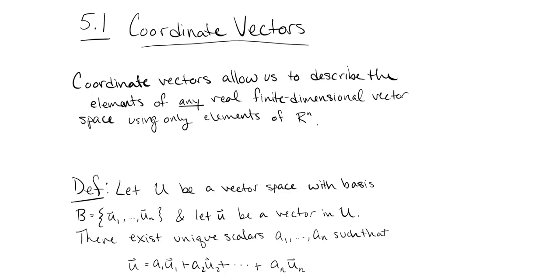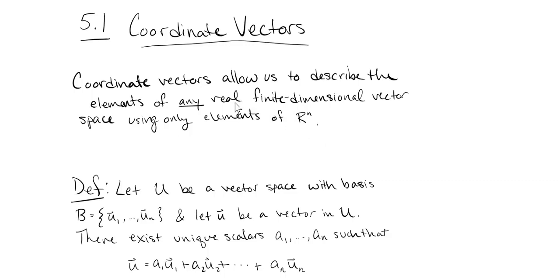This is section 5.1 on the topic of coordinate vectors. The idea of this section is that we're going to explore something called coordinate vectors, which it turns out allow us to describe the elements of any real finite dimensional vector space using only the elements, the vectors, in Rn.